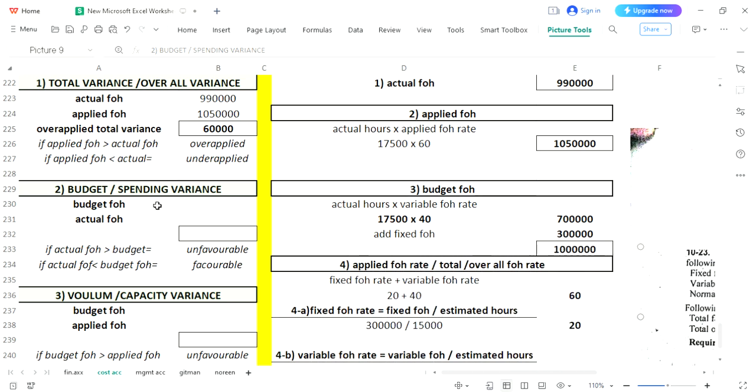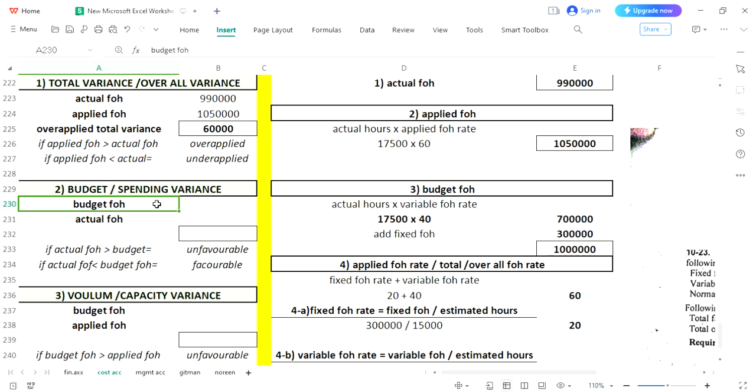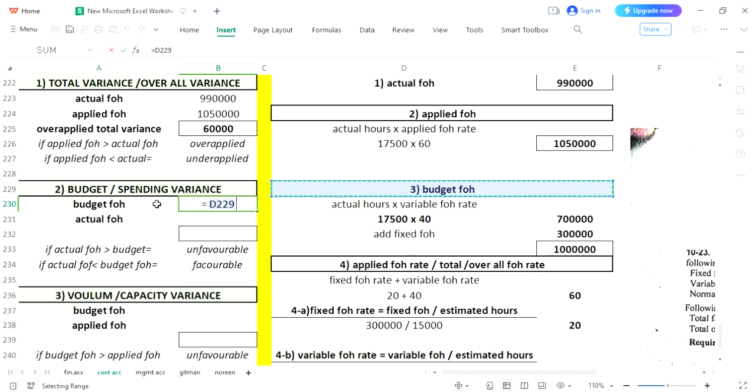Alright, so calculate budget variance. For this you need to have budget FH. Look at that, I'm highlighting it. The third portion was solved for budget FH, and the amount you calculated is 1 million, put it over here. Secondly you need to have actual FH. Come upward. The first part of the right page was solved. This was your actual FH. How much amount? 9,90,000. Put it over here.